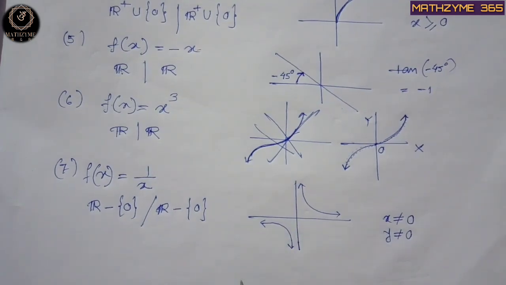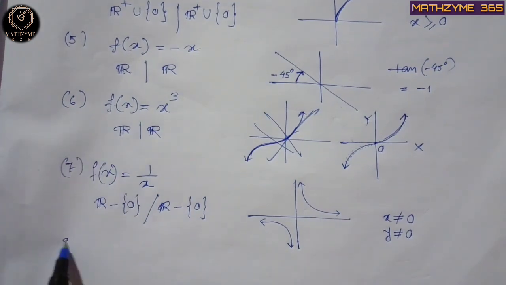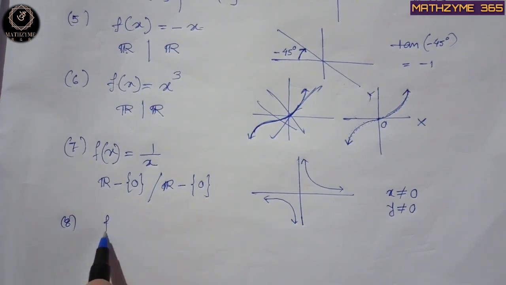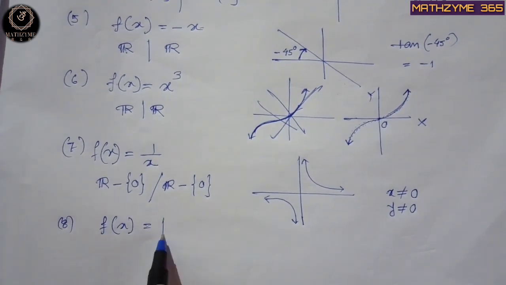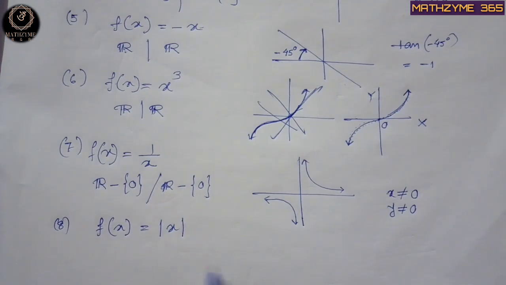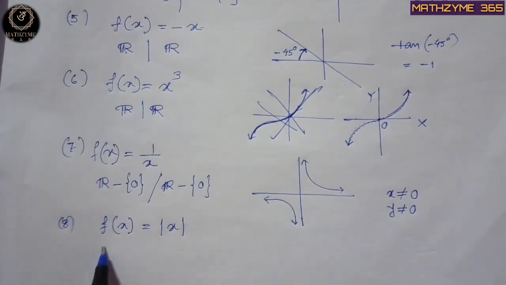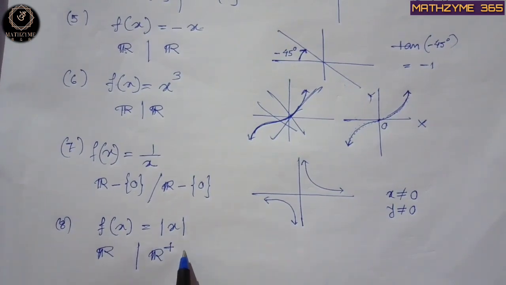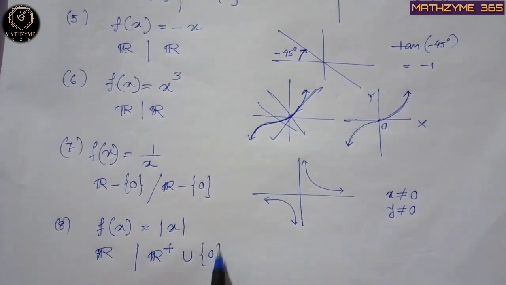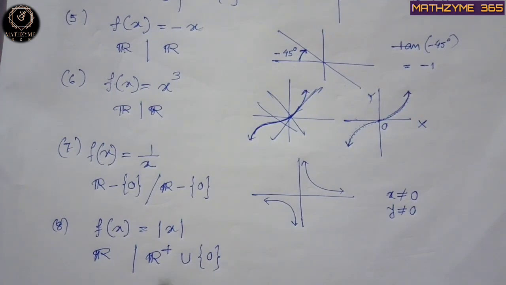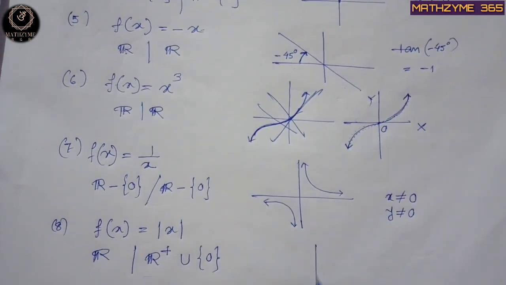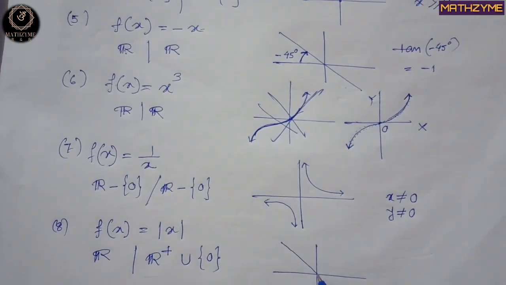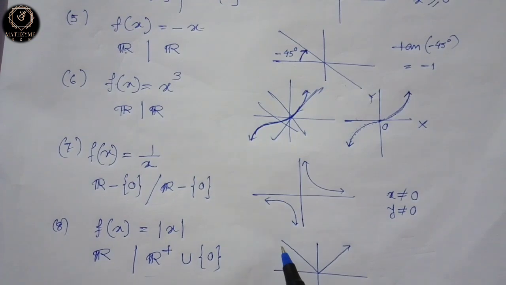Okay, now our next graph is for the absolute value function, that is the mod function, f(x) = mod x. Clearly here the domain is the real numbers and the range set is the positive reals included with only 0, that is, we may call it the whole numbers. Here the graph is just like this.